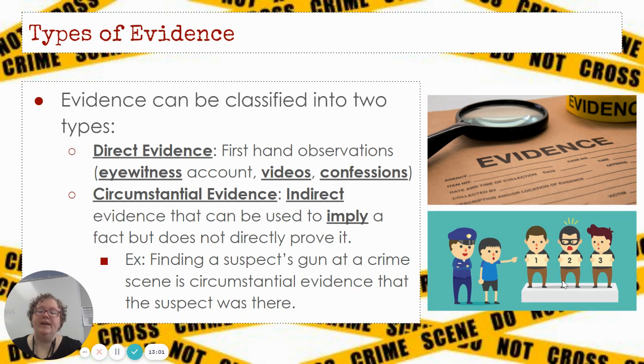So another example, finding a suspect's gun at a crime scene is circumstantial. That just shows that the suspect was there. It doesn't mean that the suspect shot the gun or shot a particular person. It just means the suspect was in the area. You need a lot more circumstantial evidence in order to build your case than you do with direct evidence.